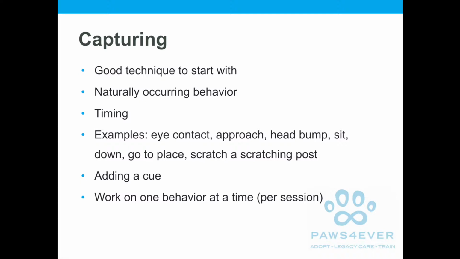Because you're not doing anything special to elicit behaviors, but simply waiting for them to occur on their own, capturing works best for naturally occurring behaviors, or anything the cat will do on their own, such as making eye contact, approaching you, giving a head bump, sitting, laying down, going to a particular spot, or scratching a scratching post. Benefits of capturing include the simplicity and a lack of pressure, so it is especially useful for shy or reserved cats, or cats who are easily frustrated, as you can simply start rewarding anything they start doing to get the game going and start engaging with them.